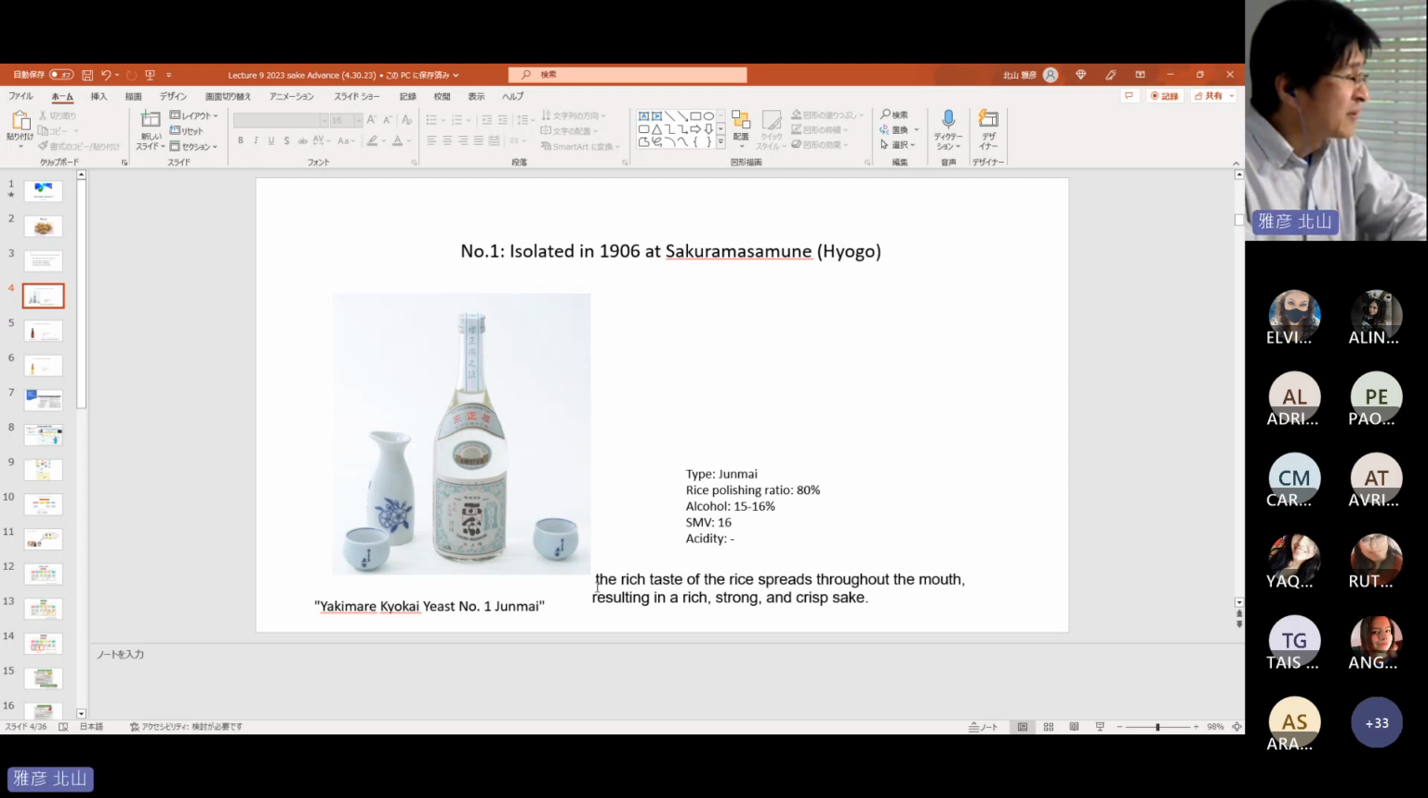This is the comment they gave me as their impression about this sake. Rich taste of rice spread throughout the mouth, resulting in a rich, strong, and crisp sake.